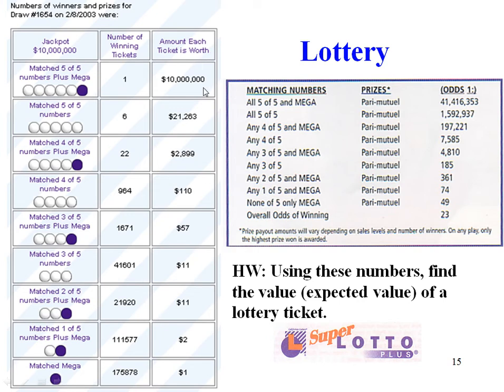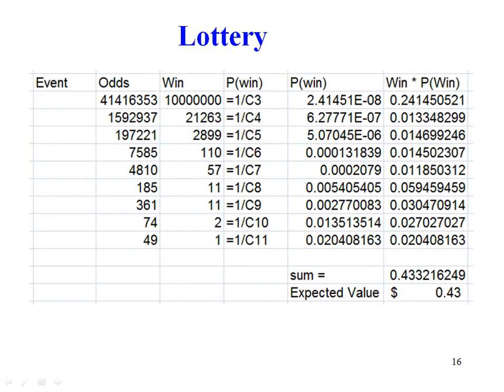So what's the expected value? What's the value of a lottery ticket? Well, we just have to set up the event table, the winnings times the probability of the winnings, and sum them all up. I did that in Excel. We put the odds numbers in here, then the amount that you win, and the probability that you win, which is just 1 divided by the odds number.